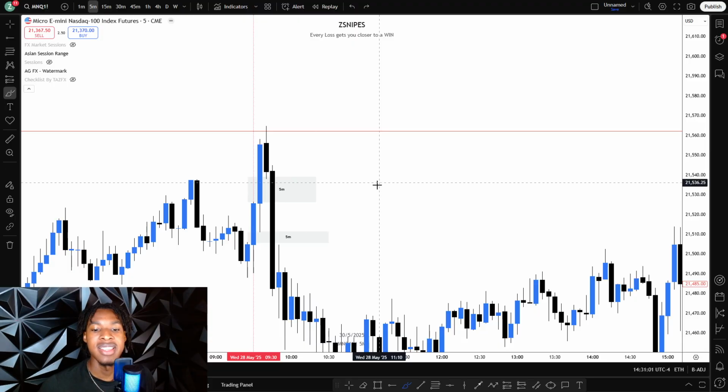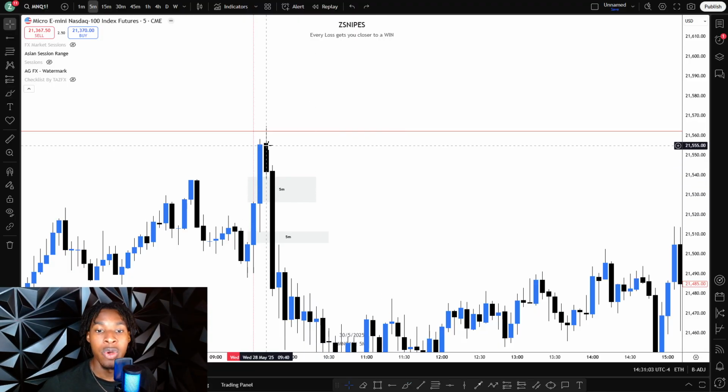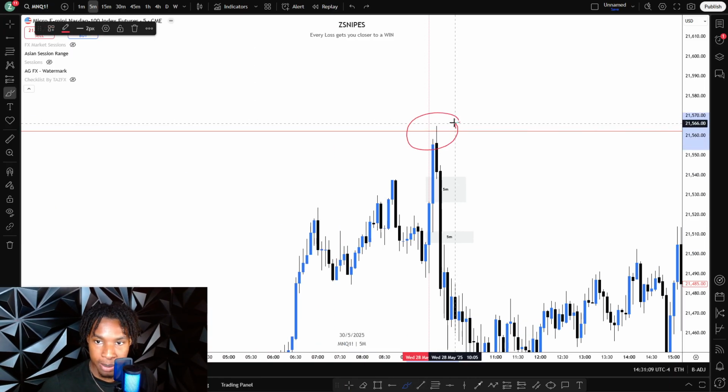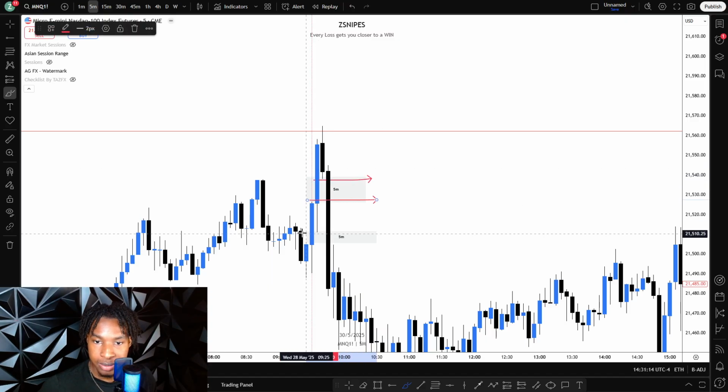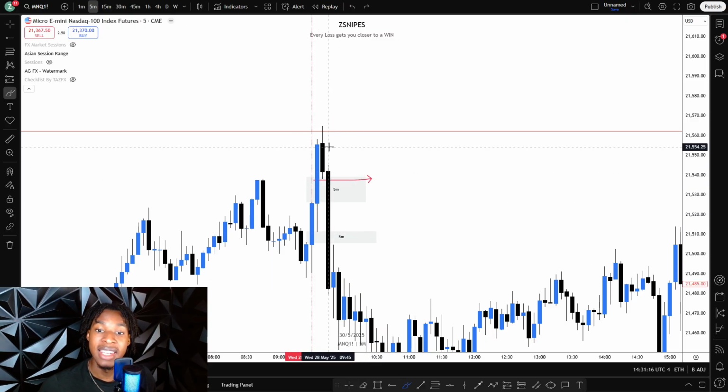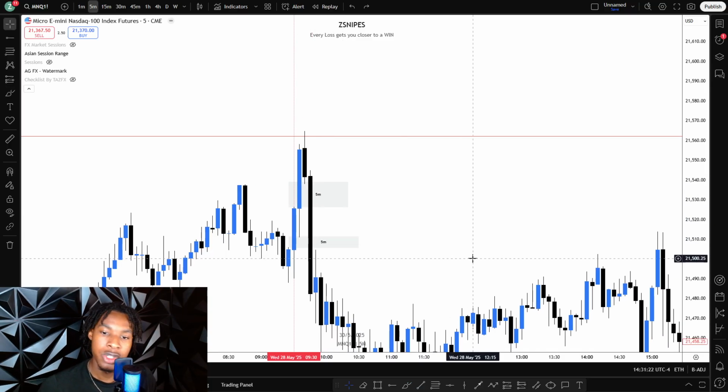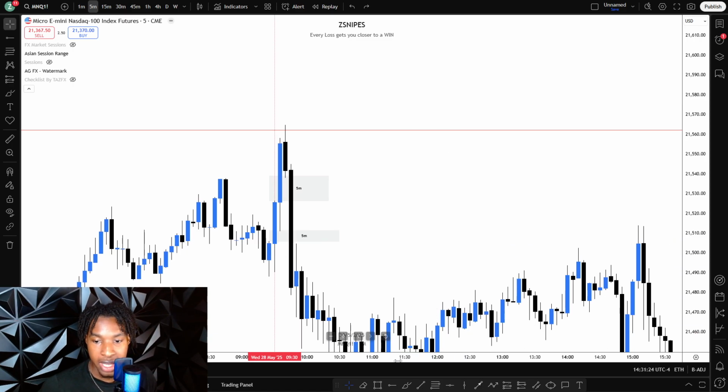What does that tell you, guys? That tells you that we have sellers that are strong in this market. If you see the market sweeps liquidity and we invalidate fair value gaps that led us towards the liquidity, that is a nice confirmation entry to look for shorts. So how would you have taken shorts in this case right here?